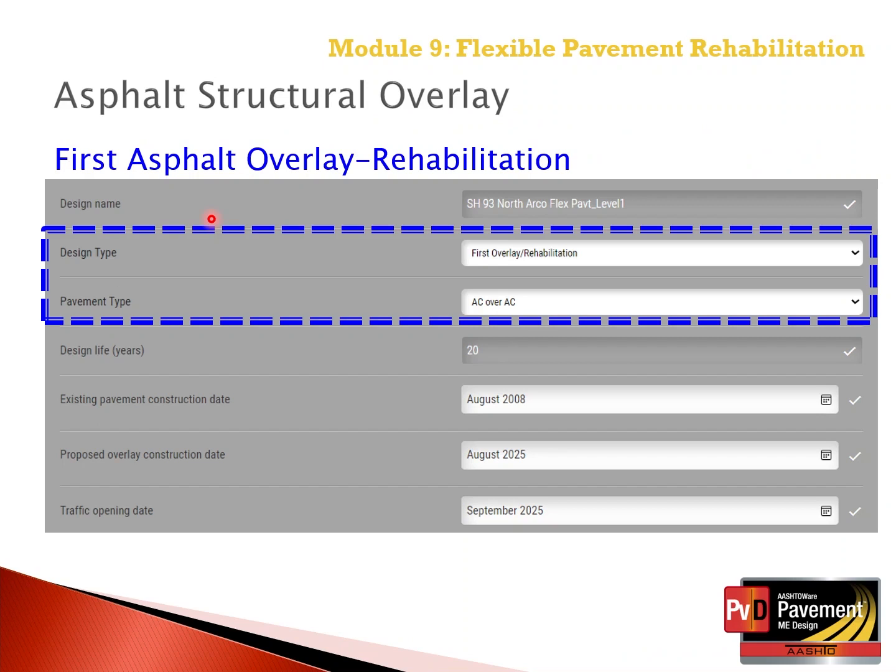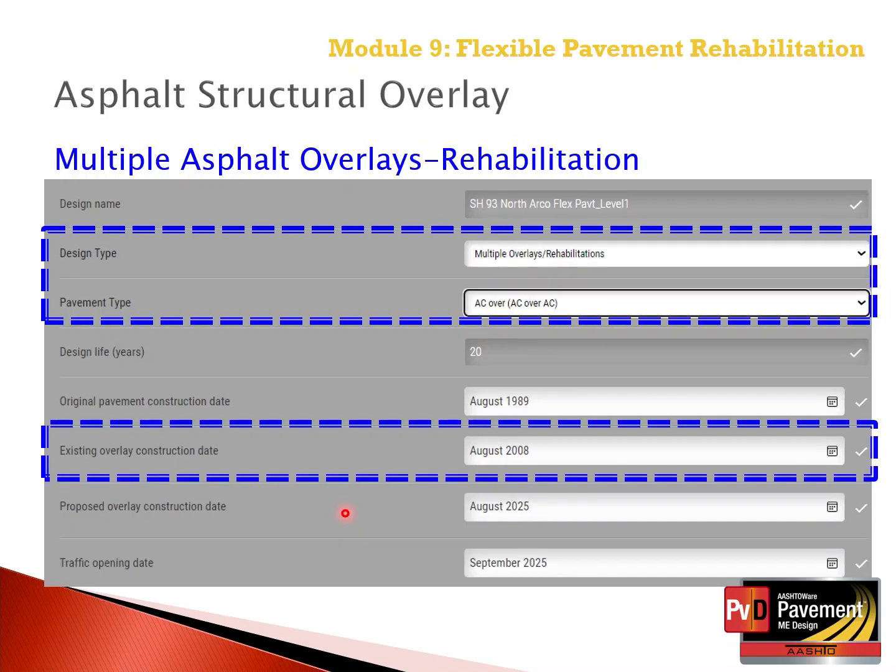So the first asphalt overlay or rehabilitation. Three dates are used for the first asphalt overlay rehabilitation option. In other words, first overlay rehabilitation design type. The pavement type in the Pavement ME software is AC over AC. One of the dates is the existing pavement construction date. Second is the proposed overlay construction date. And then the traffic opening date, which are the basic three dates that are needed for just about all rehabilitation activities.